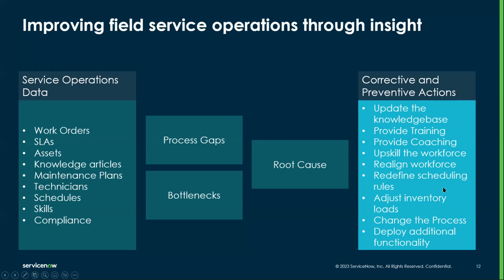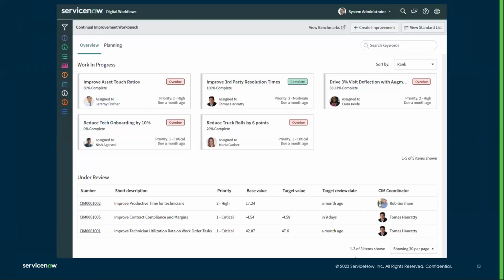The point is, there are hundreds of different things that an organization can do to correct and prevent, depending upon what that issue is. And to take it a step further into our continual improvement management, we have a workbench where you can say, here are, maybe from process optimization, we identified those root causes, and from there we can actually create a continual improvement initiative.